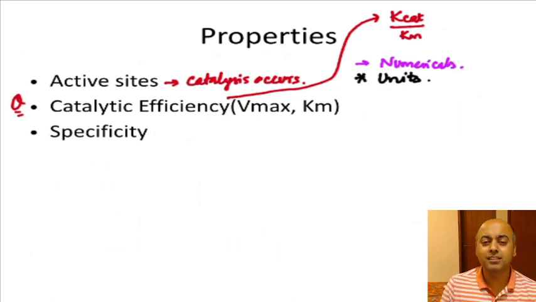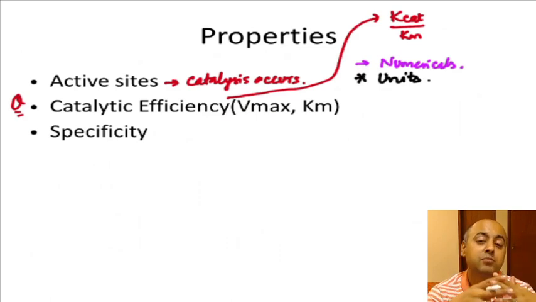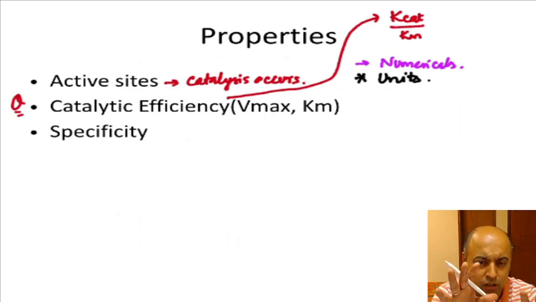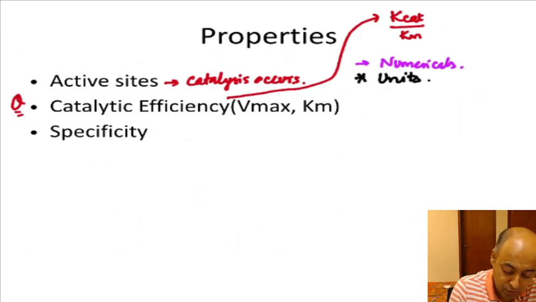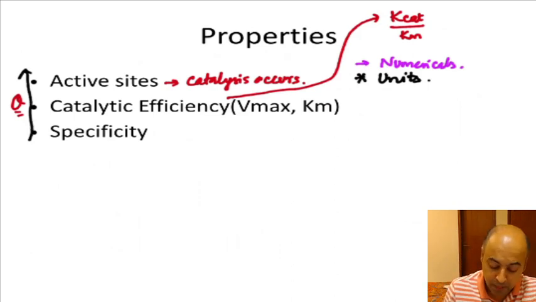And then we know that enzymes are specific. They can either be very, very specific, which we call the lock and key model, or they can be slightly flexible, which we call the induced fit model. So just remember, enzymes show specificity for the substrate. So these are the primary properties of the enzymes.